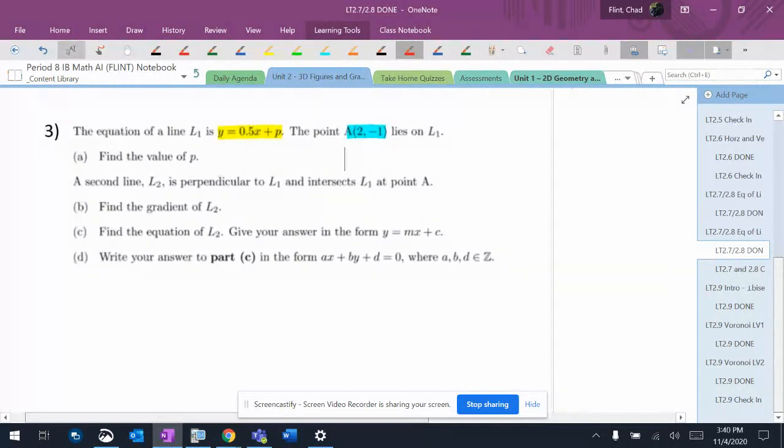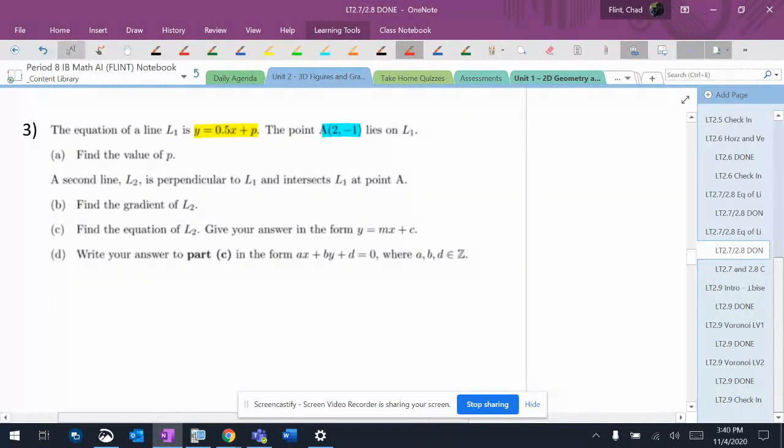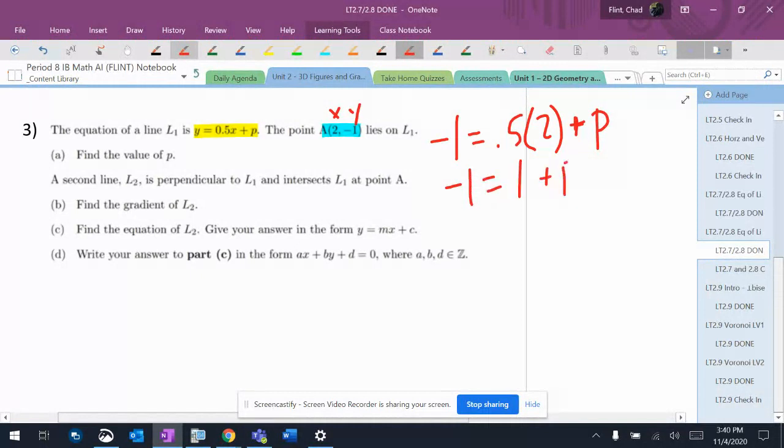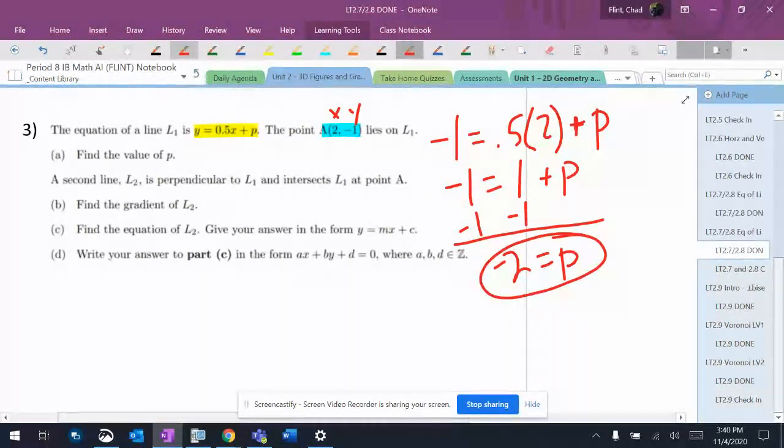One of the things that they expect you to remember is that if a point's on a line, when you plug it into the equation, it makes the equation true. So that means that if I plug this in for X and this in for Y, I'll be able to solve for P. Meaning, -1 equals 0.5 times 2 plus P. I just have to solve that for P. So -1 equals 1 plus P, subtract 1, -2 equals P. So there's my P value right there.